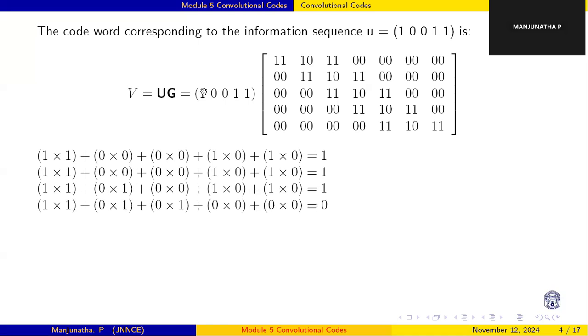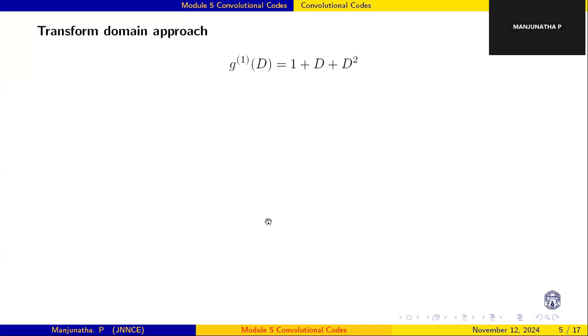Fourth column: 1 into 0, the other 1 into 0, so this should be 0, and 0 into 1, 0 into 1 gives 0. Similarly we can do the rest, and the first outputs are 1 1 1 0. We did it for the remaining columns, and we get 1 1 1 0 1 0 1 1 1. This is the coded message in the time domain.